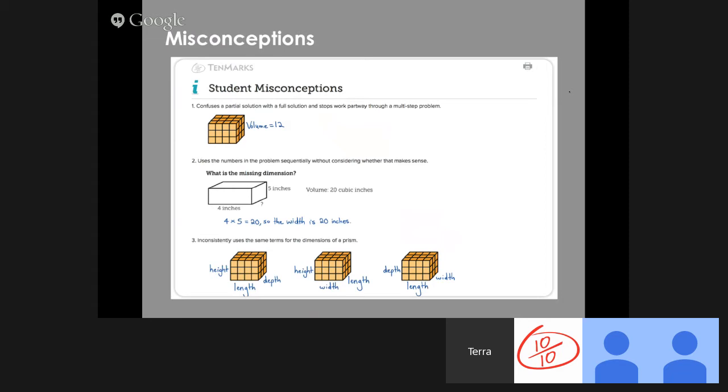And you can see, again, specific examples. In this case, there are 3 misconceptions. The first one deals with reminding teachers that sometimes students are going to only work partway through a multi-step problem. In this case, a student might think that the volume of this rectangular prism is 12, only paying attention to 2 dimensions instead of the 3rd dimension.